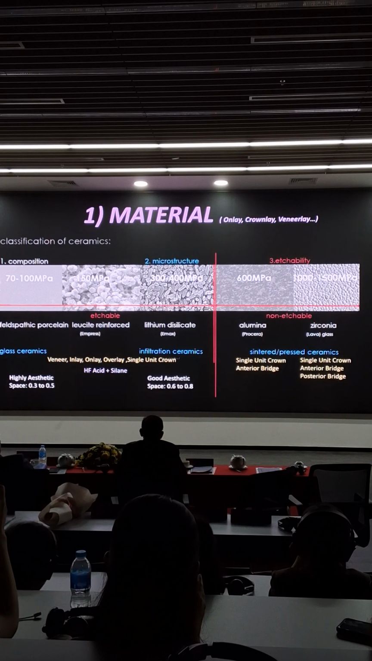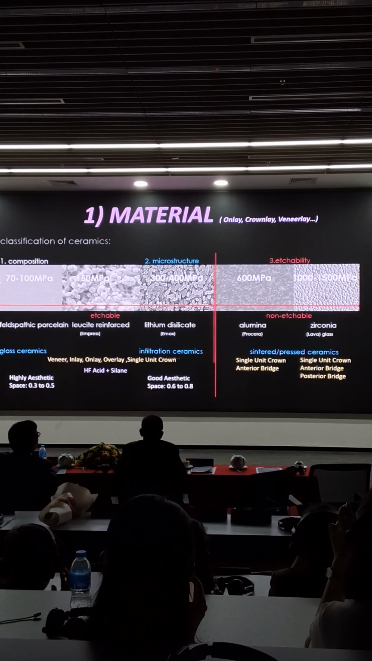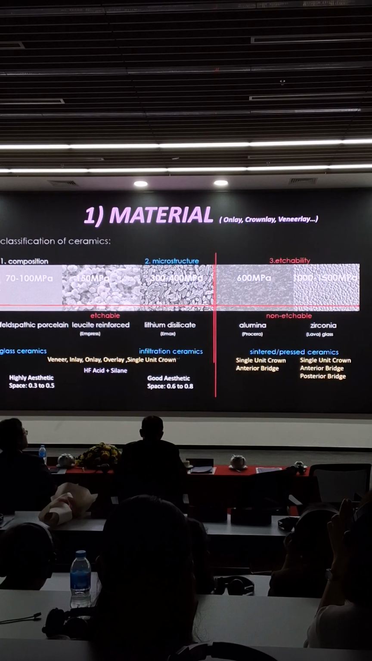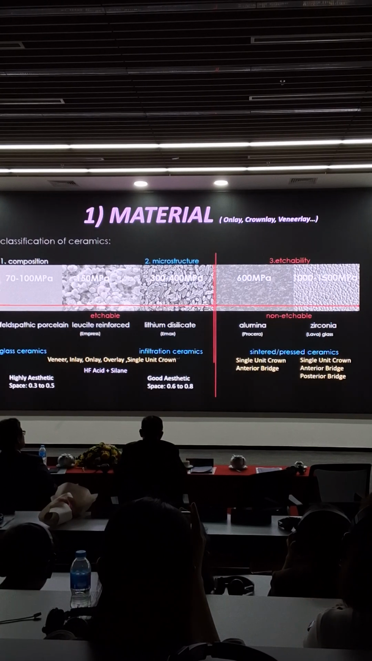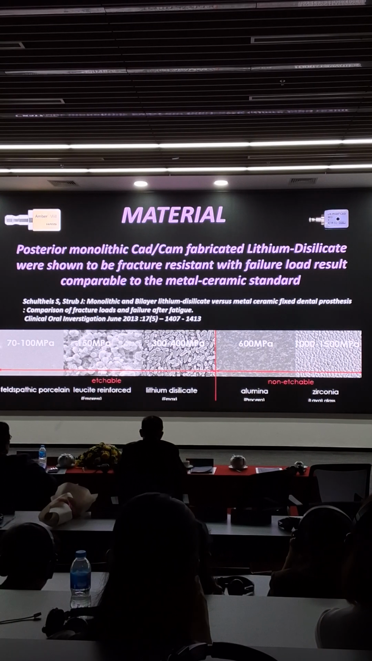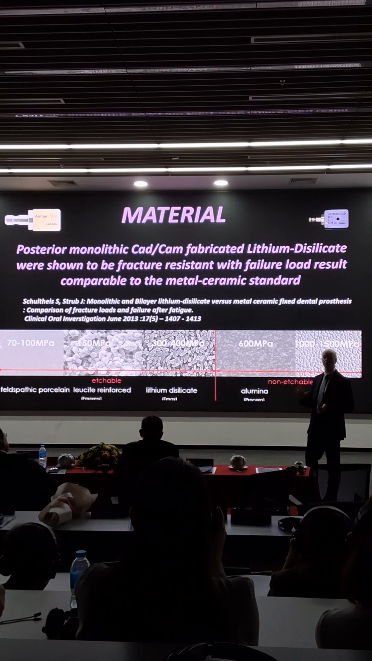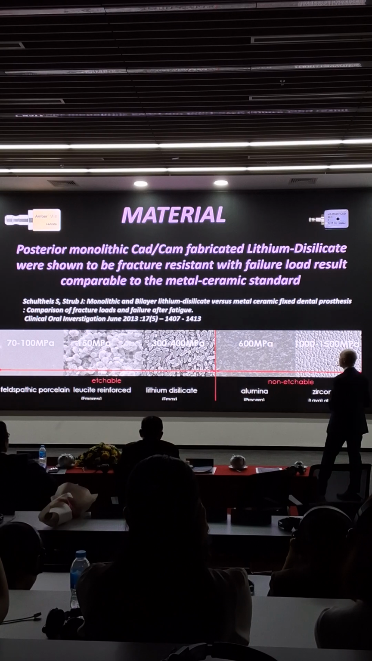What material will we use? When we do inlay, onlay, overlay, I prefer to use e.max, not zirconia, because as you know, with e.max we can use porcelain etching and we can do a good bonding of the material. And we know that if you use e.max with a thickness of at least 1.5 to 2 millimeters, you have a resistance to breakage which is quite the same as a metal restoration.